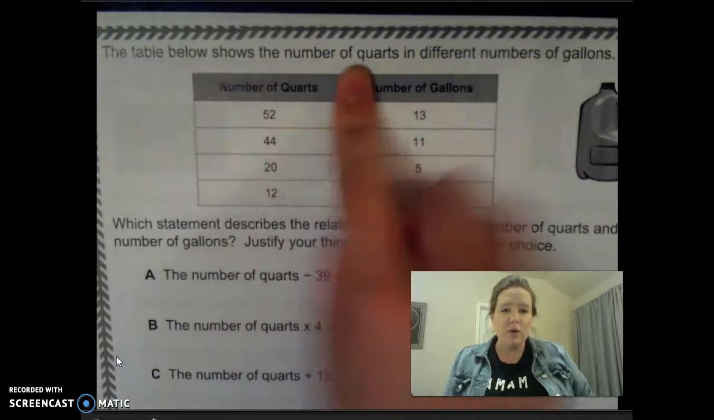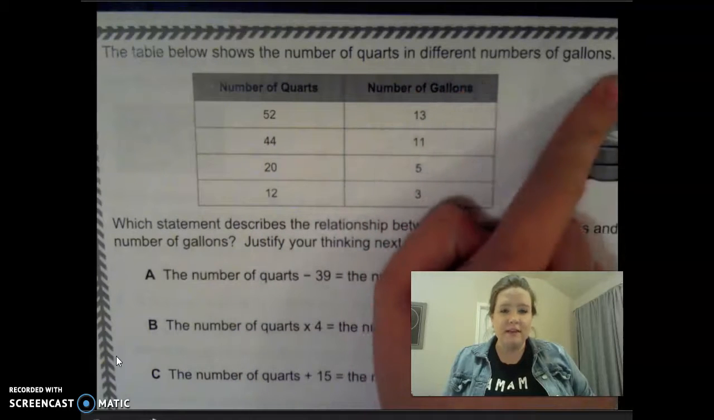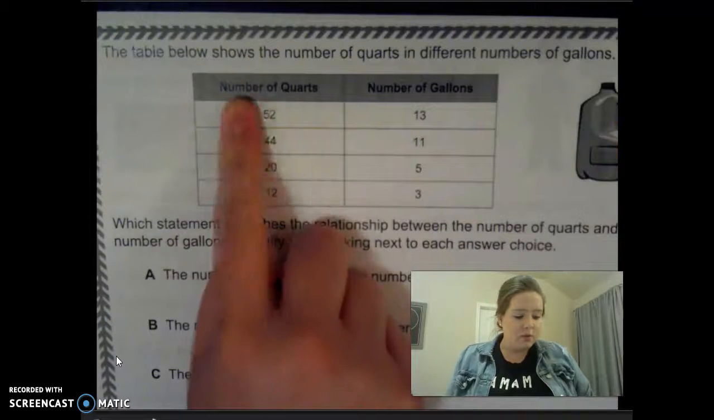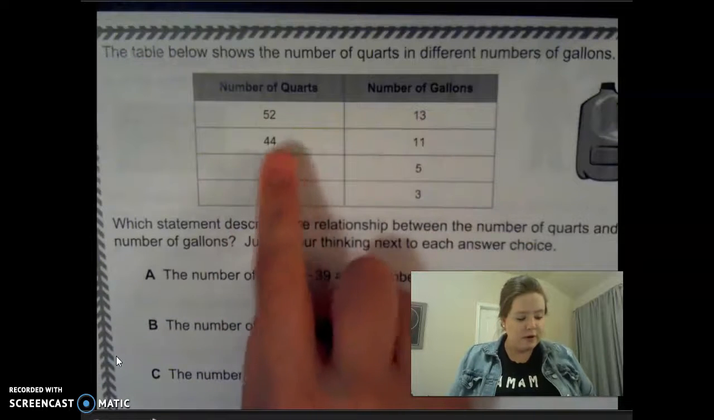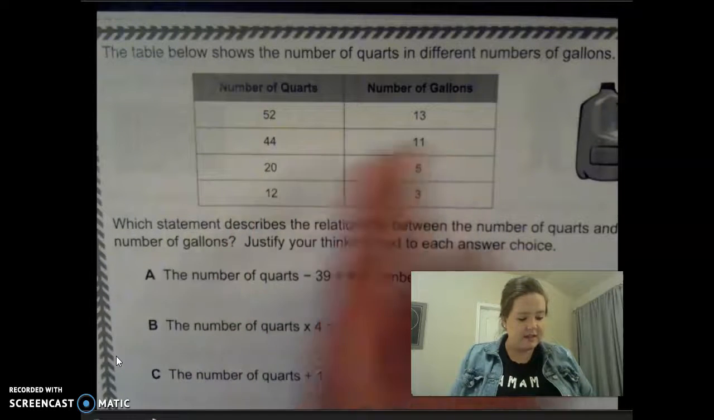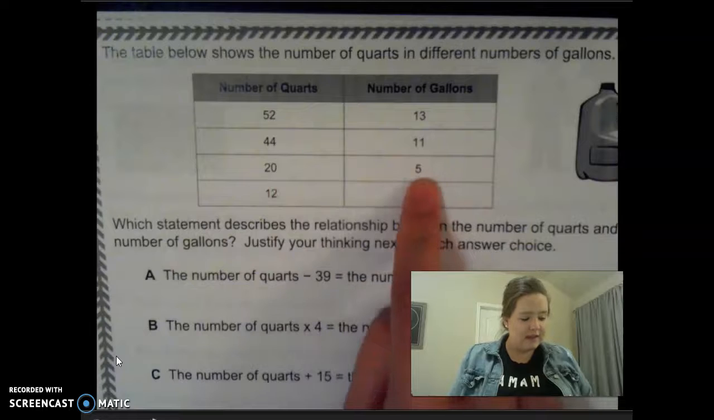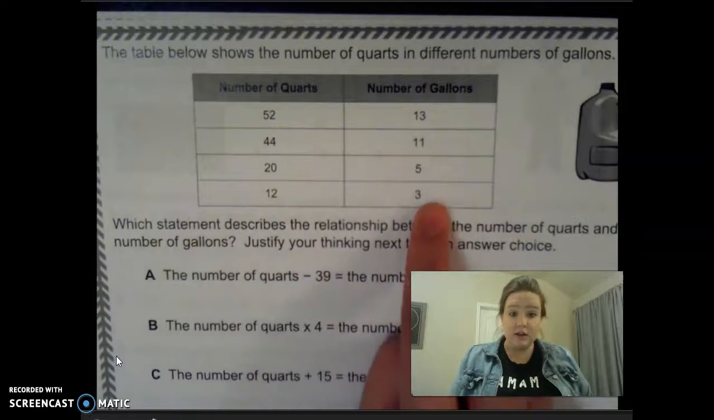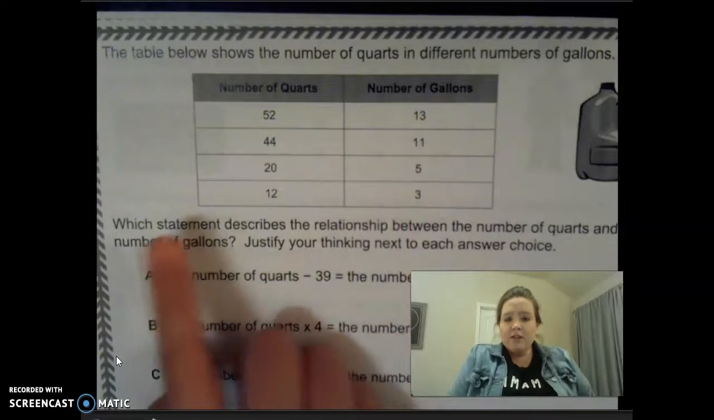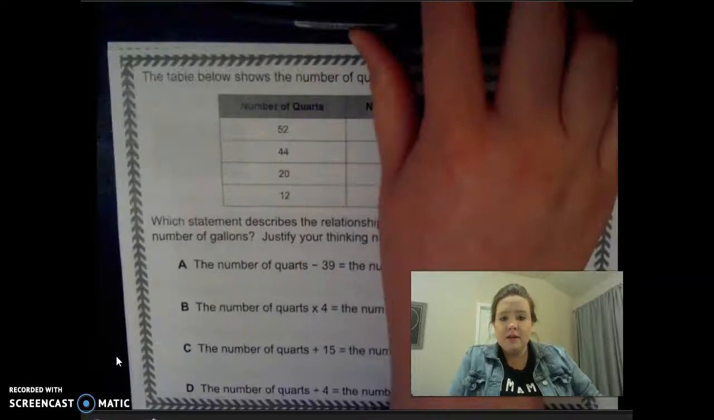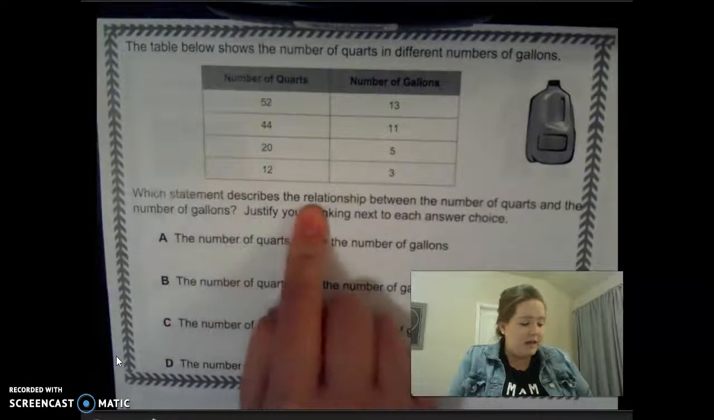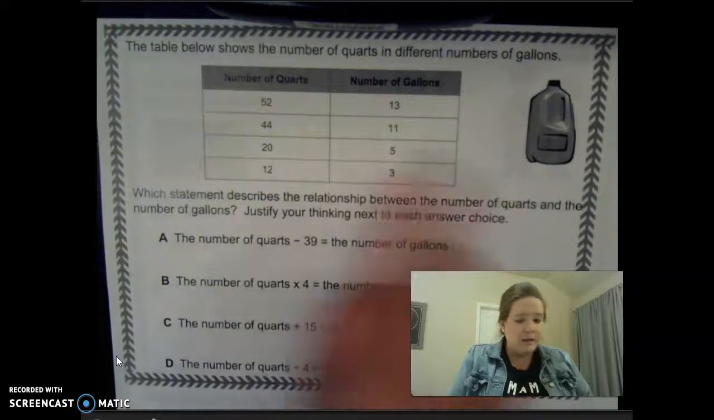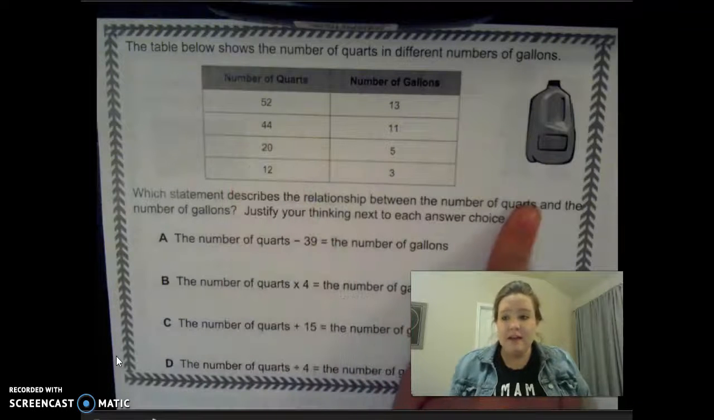The table below shows the number of quarts in different numbers of gallons. Number of quarts, 52, there's 13 gallons. 44 quarts, there's 11 gallons. 20 quarts, there's 5 gallons. 12 quarts, there's 3 gallons. Which statement describes the relationship between the number of quarts and the number of gallons?